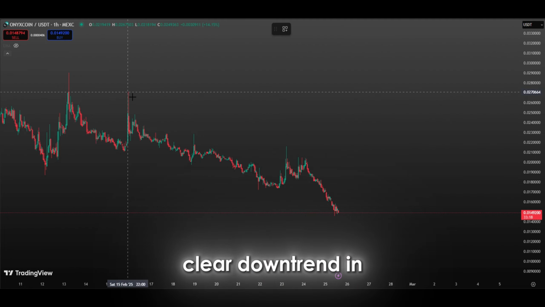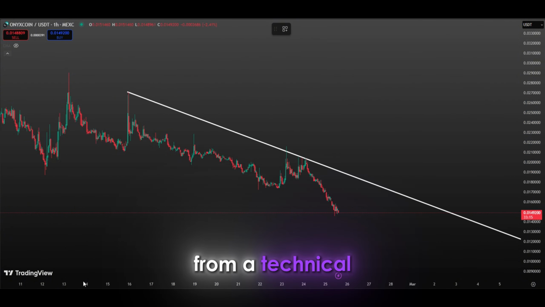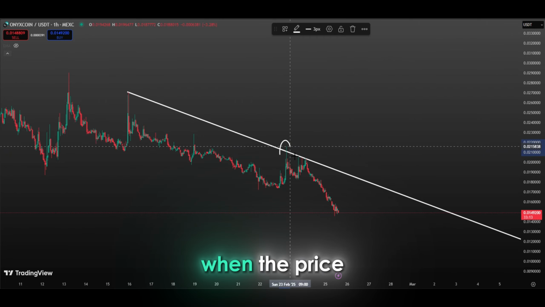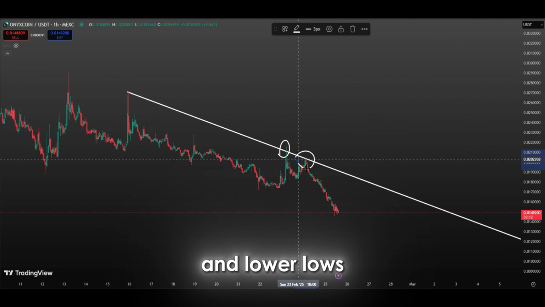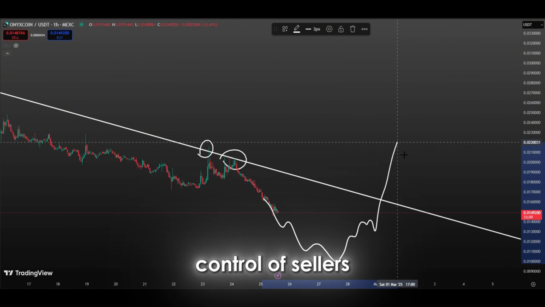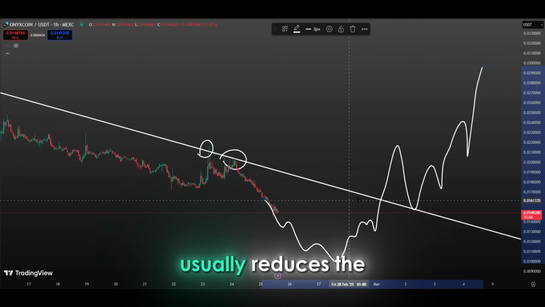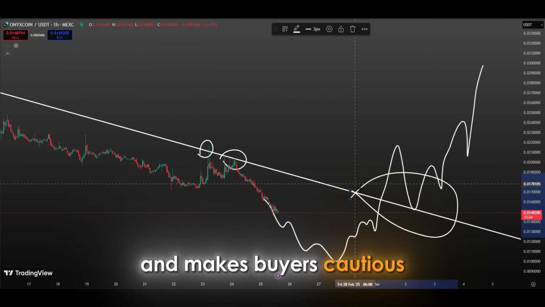There is a clear downtrend in Xcn coin as the price is falling. From a technical analysis perspective, when the price consistently makes lower highs and lower lows, it indicates that the market is under the control of sellers and the downtrend is continuing. This kind of downtrend usually reduces the confidence of investors and makes buyers cautious.